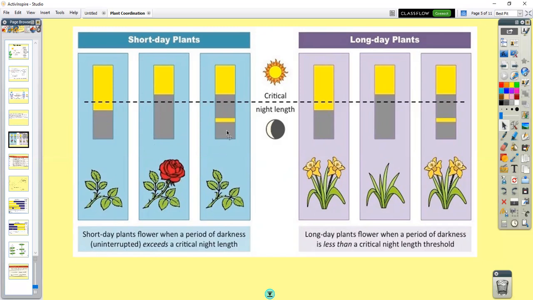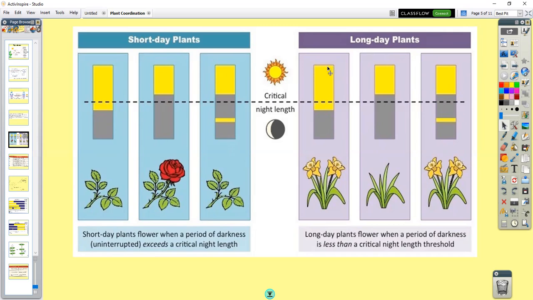Okay, the third one here, you can see we've got a little flash of light in the middle of the darkness. So again, your P660 converted to P730 here. You have a short period of darkness, so P730 converted back to P660 slowly. A burst of light converting that P660 to P730, increasing the levels of P730, allowing that inhibitory effect, and therefore no flowering.